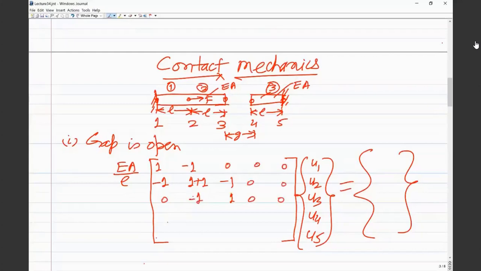Sir, but node 3 and node 4 are the same, right? No, there is a gap between them, G. Okay, sir. And these elements would be 0. For the third element, between nodes 4 and 5, here we will have 1, minus 1, minus 1 and 1. So this is the assembled stiffness matrix.